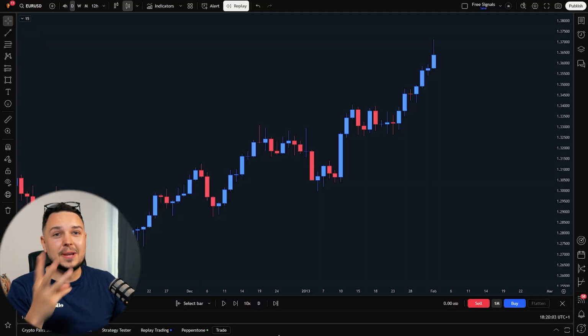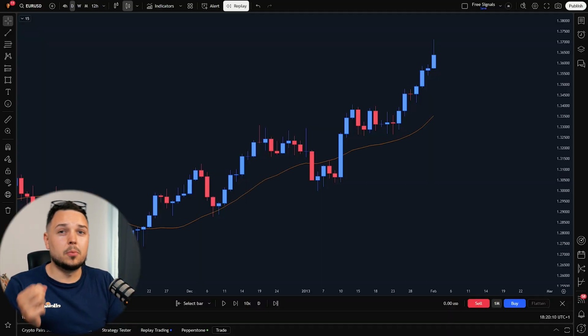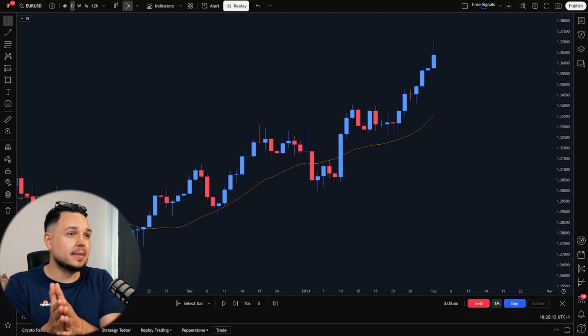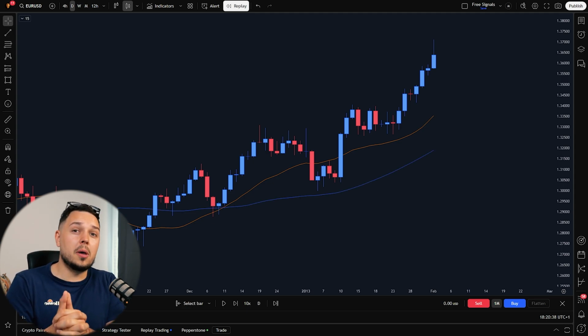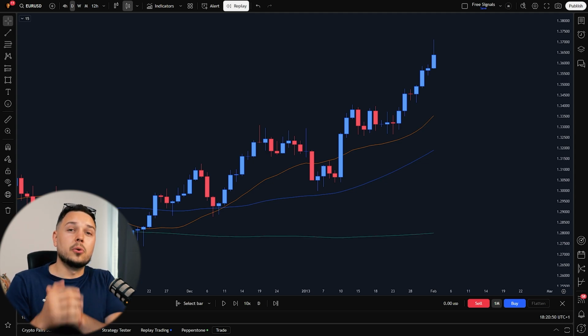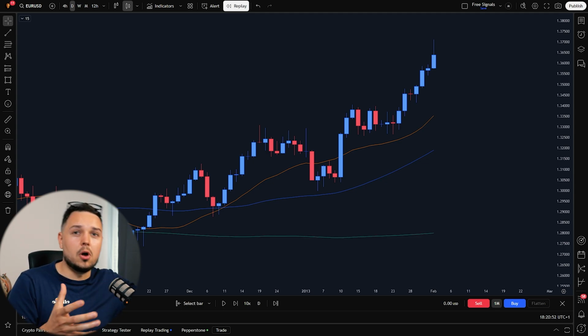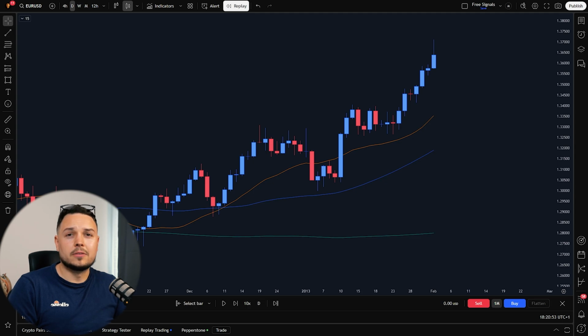So enough of the Fibonacci, and let's talk about my three favorite moving averages. These are simple moving averages, with periods of 20, which shows short-term trend direction, 50 for medium-term market momentum, and the 200 moving average to gauge the long-term overall market trend. So let me give you an example.